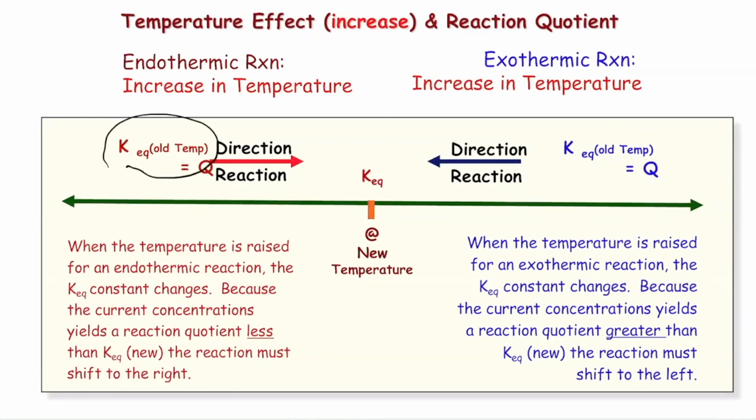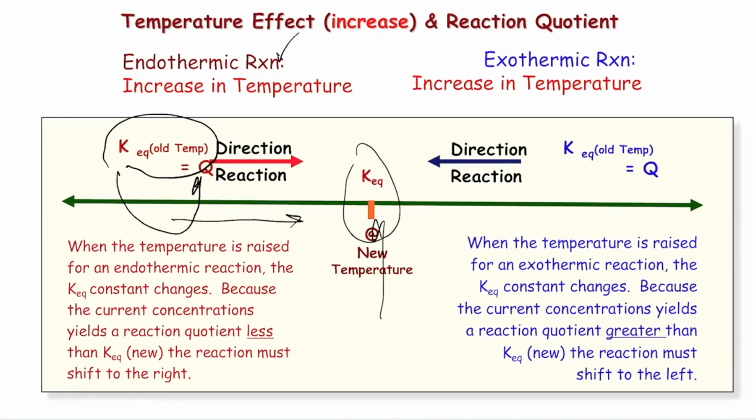The old temperature now becomes Q, and now that Q is going to change the new equilibrium constant. So for an endothermic reaction, what happens to the equilibrium constant? For an endothermic reaction, the new equilibrium constant is actually higher than the one at low temperature. When it's higher, then when we increase the temperature, the reaction is going to shift to the right.